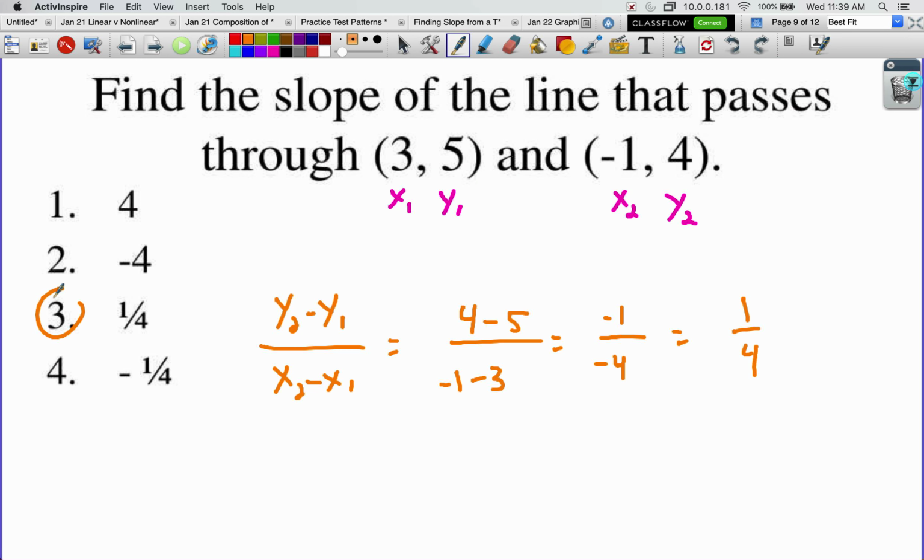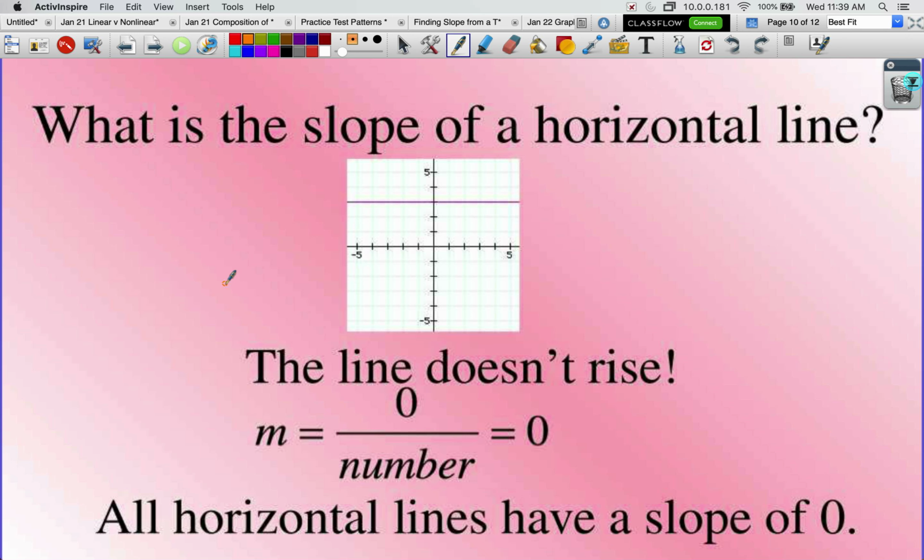So that one there. All right, what is the slope of a horizontal line? This is a line that doesn't rise, so the rise is 0. 0 divided by anything is 0. All horizontal lines have a slope of 0. Pause this slide if you want to copy all that down.